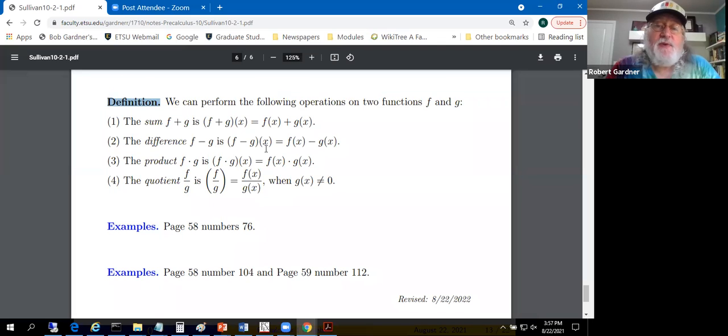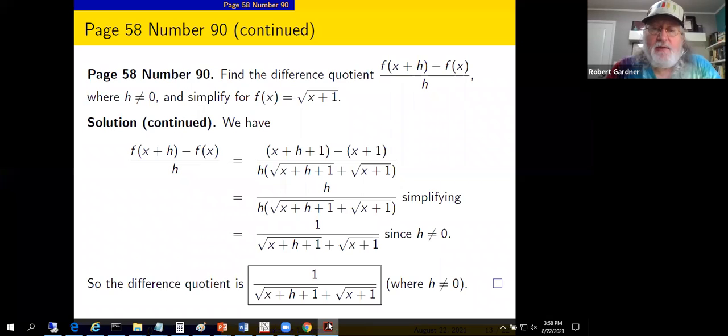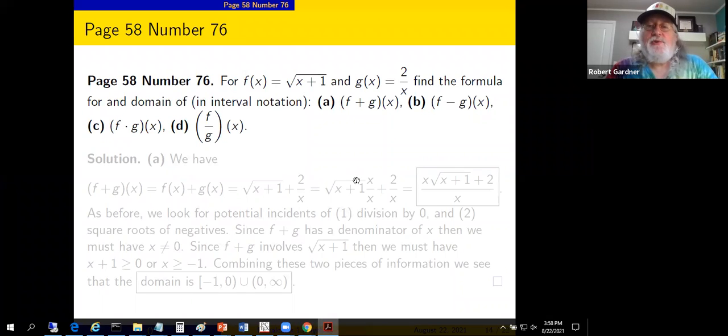F minus g as a function of x is defined to be f of x minus g of x. F times g as a new function is defined to be f of x times g of x. F divided by g of x is defined to be f of x over g of x. Oh yeah, don't divide by 0. So all we're doing is taking sums, differences, products, and quotients of existing functions and producing a new function. Let's look at some final 3 exercises to illustrate that.